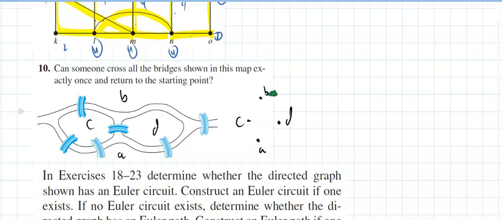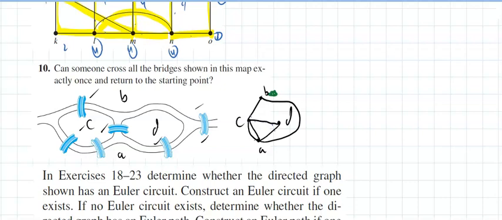I could run 1, 2, 3, and from D I could run to A, and from D, that's it, and then from A I could run to B. So if I do the counting, 2, 4, 4, 2, they're all even, so yes, I could do that in such a way.